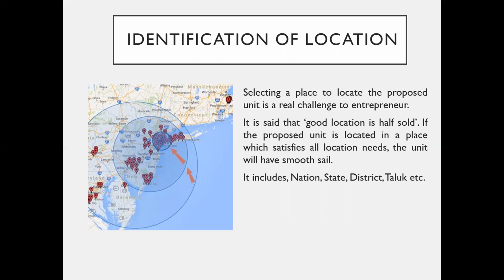Selecting a place to locate the proposed unit is a real challenge to an entrepreneur. Yes, now you have identified a product, you are ready with a product. That could be any product. For example, let's take you want to start a business which manufactures some beverages like Coca-Cola, Pepsi, or something. Where would you like to locate your factory?